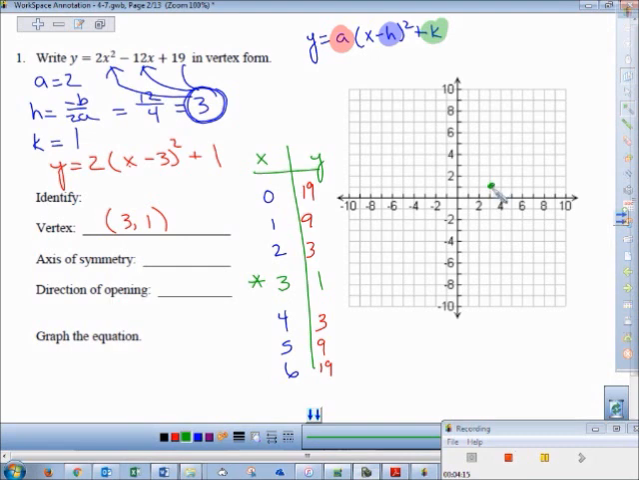You tell me, first of all, how should this thing open, up or down? Should open up, right? And 4, 3. And 5, 9. That's all I got. Connect together.